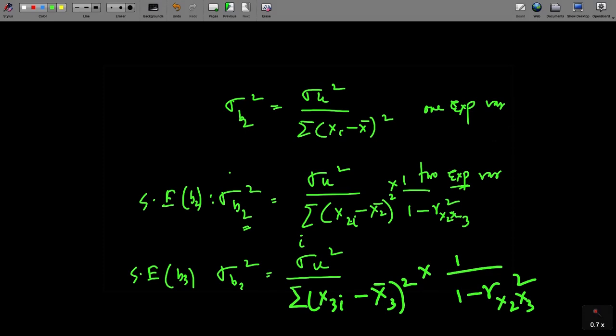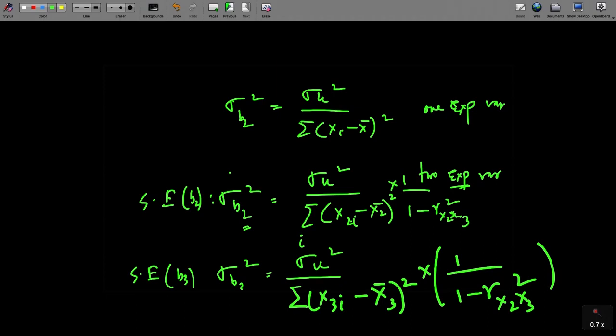So essentially, what we are doing is multiplying a term in the case of multiple explanatory variables. Here I have two explanatory variables, so I am multiplying the term 1 by 1 minus r x2 x3 square. This is the form of the standard error, and if you want to see the proof, I would recommend you consult Christopher Dougherty's textbook, chapter 3.